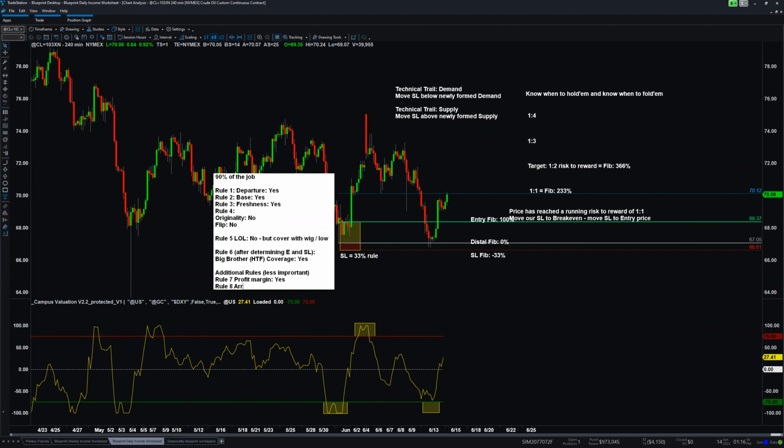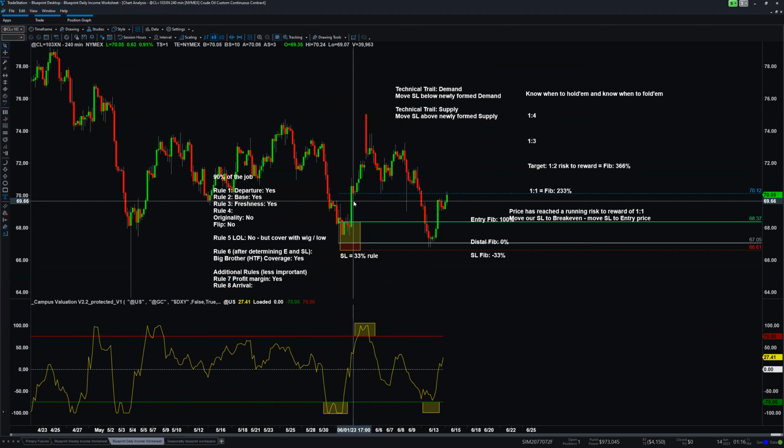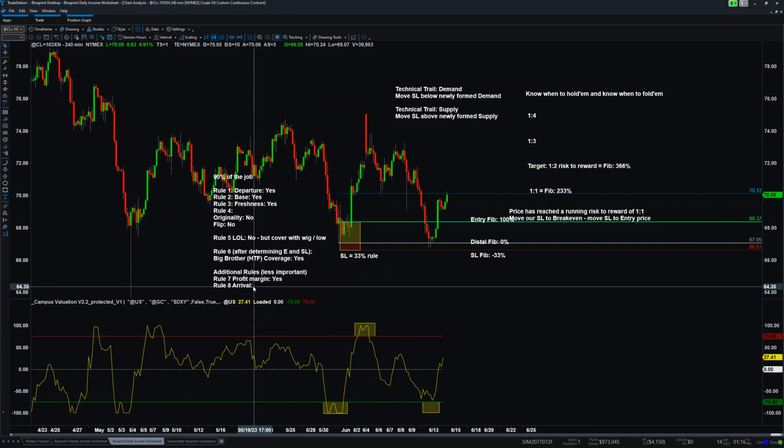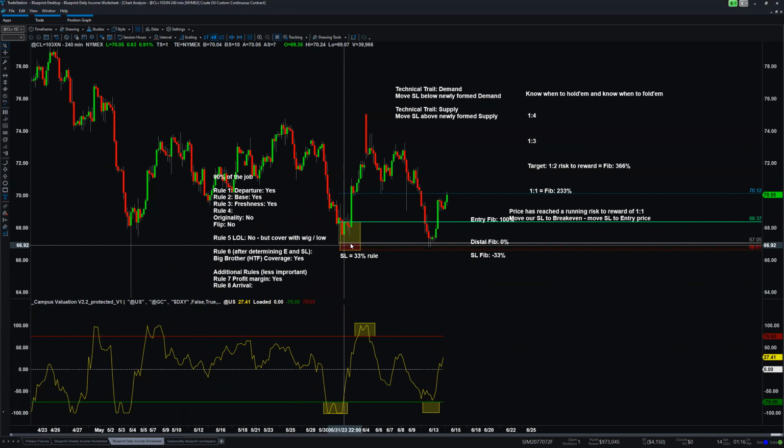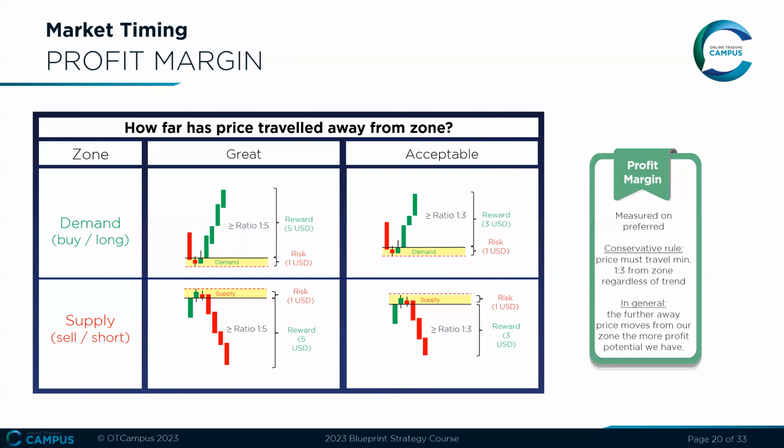So lastly, we're going to look at arrival. And arrival is something that we just look at counter trend, or we could also look at it during sideways trends. What we're trying to do is make sure that there's not a whole lot of opposing supply if we're trading demand, or opposing demand if we're trading supply, that's being created as price reaches our zone.